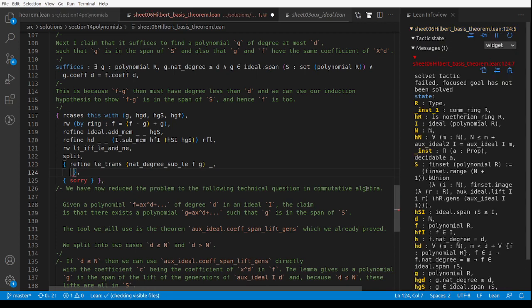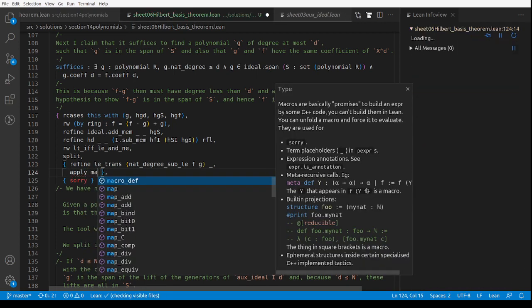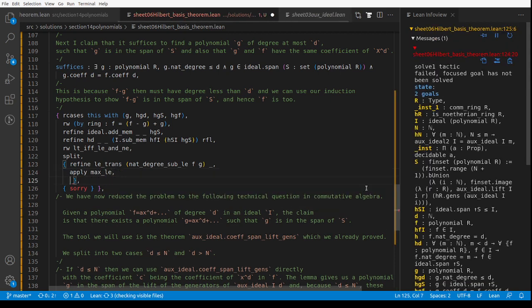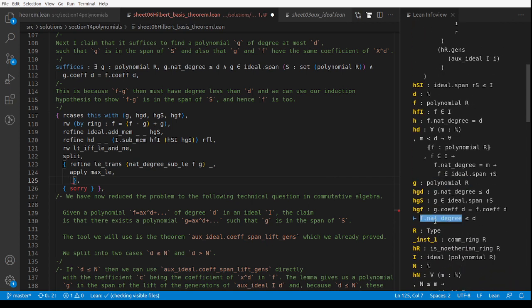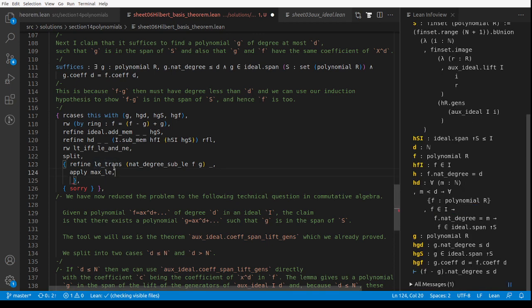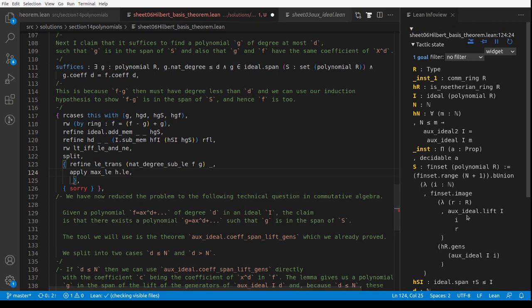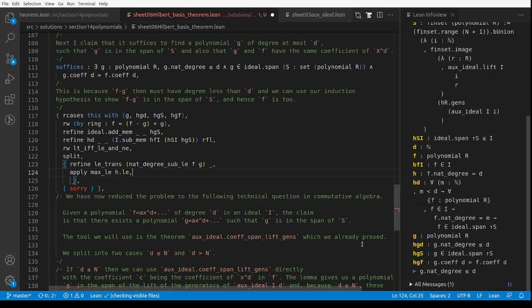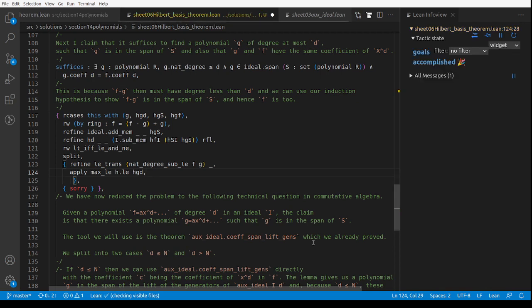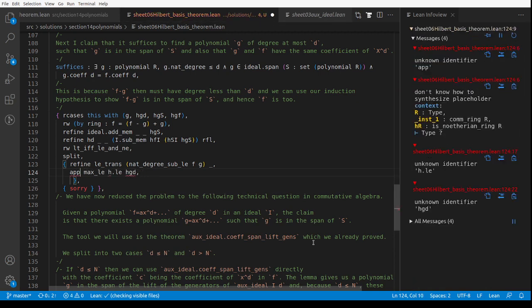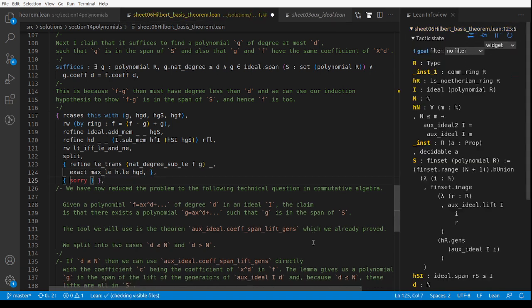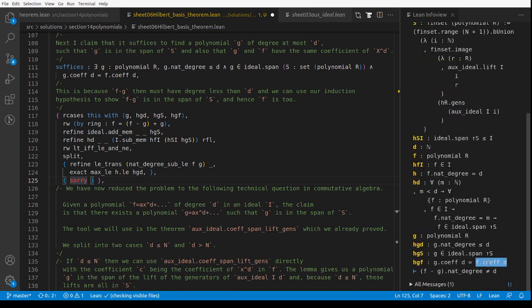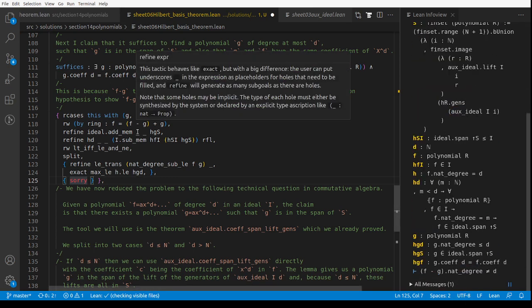Yes, I see. So apply max_le or something. That'll be called. Yes. And now I've got to prove that the degree of F is at most D, and so that's h.le, I guess. And now I've got to prove that the degree of G is at most D, and we know that. That's hGD. There. So this is exact this. There. And that can go over there. And now what's left? What's left is proving that the degree is not equal to D.